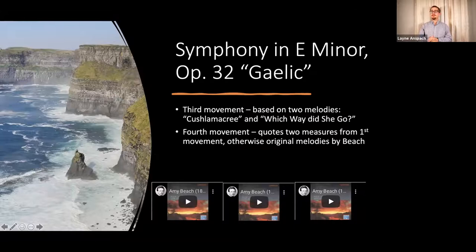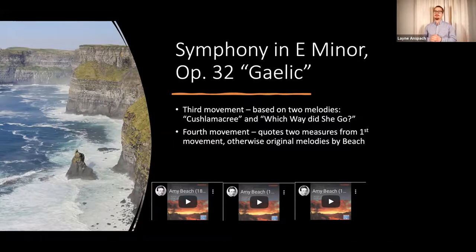In a typical symphony, not all symphonies, but a typical symphony, we have four movements. And so in this third movement, we actually have two melodies that happen. The first one is Cúisean Le Macaire, and that is actually Gaelic for lullaby. And then the second one is Which Way Did She Go? And that second is actually a lament for a dead child. So we have much more of a dichotomy, a lullaby for a child and then a lament.